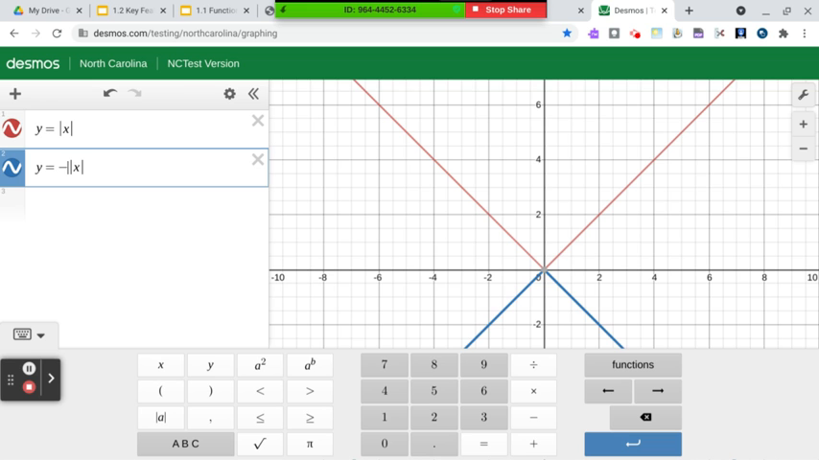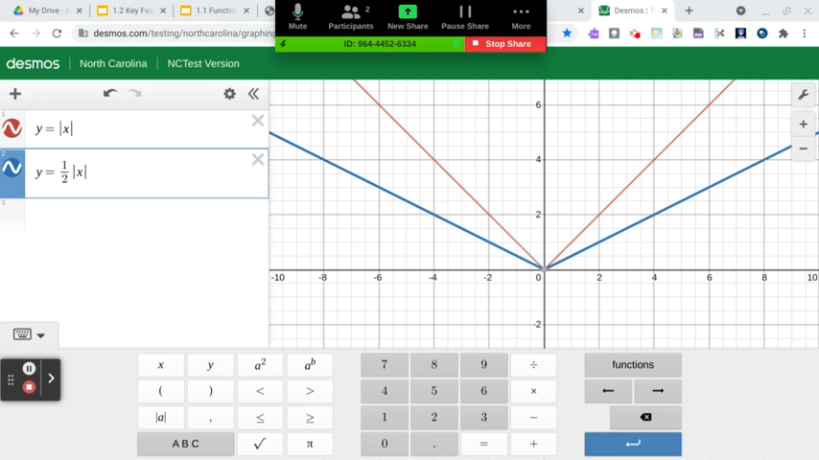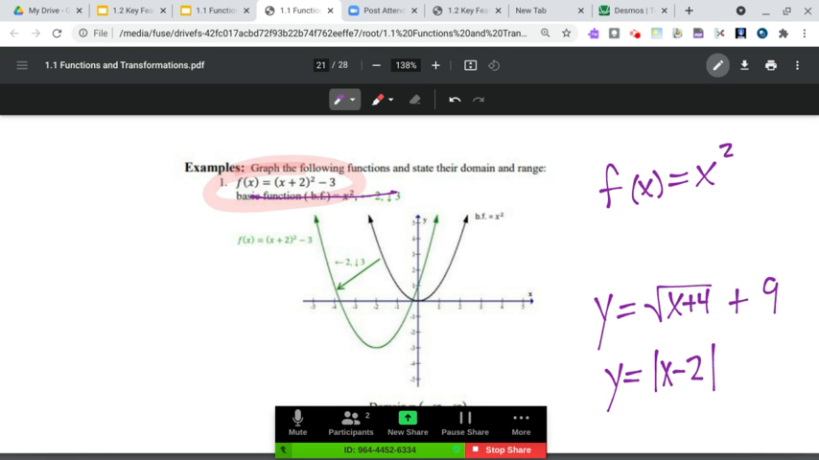What about if I put a leading 2? What happens to the graph? Yes, it narrows it. It vertically stretches it. It's called a vertical stretch. What about if instead of 2, I put 1/2? What happens? Yes, perfect.